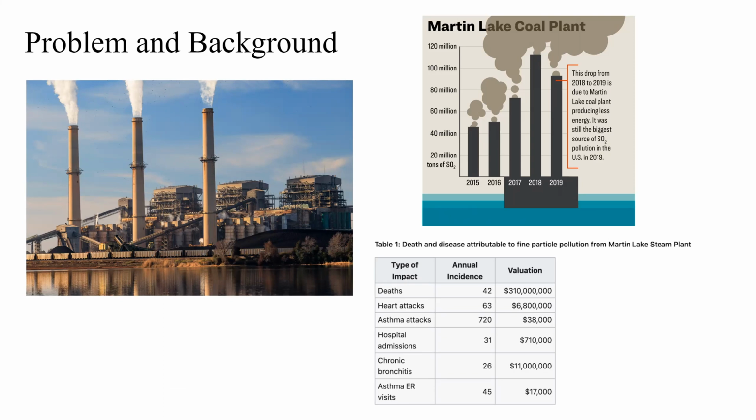In 2010, a study was commissioned by the Clean Air Task Force, a nonprofit, to analyze the effects of coal power plants in the U.S. It found that annually, the Rusk County Power Plant was attributable to 42 deaths per year, valued at around $310 million. Additionally, these emissions have resulted in increased levels of smog, asthma, and cancer rates in the nearby population.